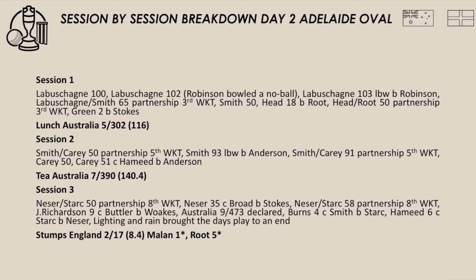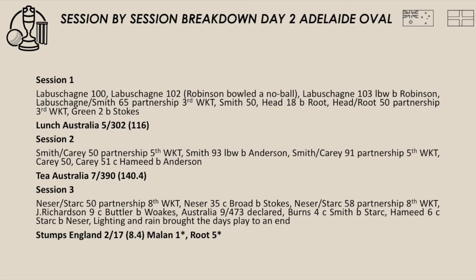In the second session, Smith and Carey brought up the 50 partnership for the fifth wicket. Then Steve Smith went for 93, LBW to Anderson, and Smith and Carey added 91 runs for the fifth wicket partnership. Alex Carey brought up his maiden half century, and soon after that he was out for 51, caught Hameed, bowled Anderson, before tea. Australia at tea were 7 for 390.